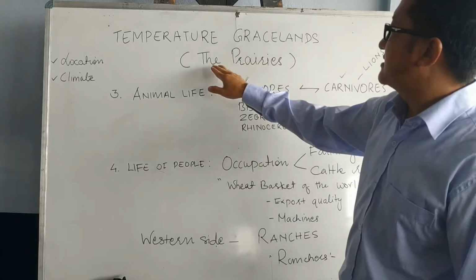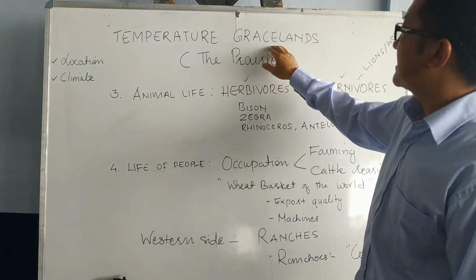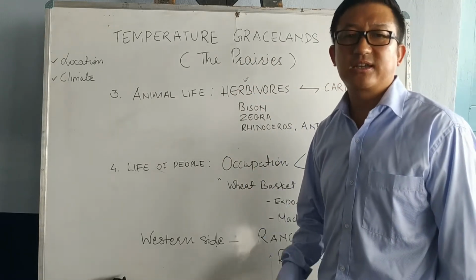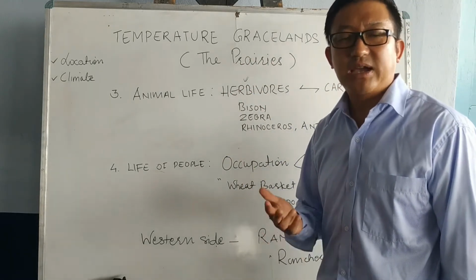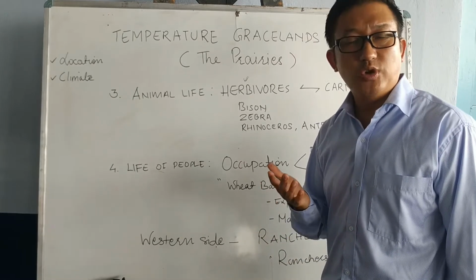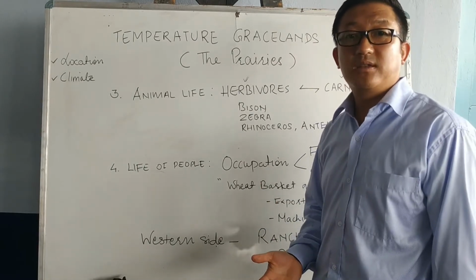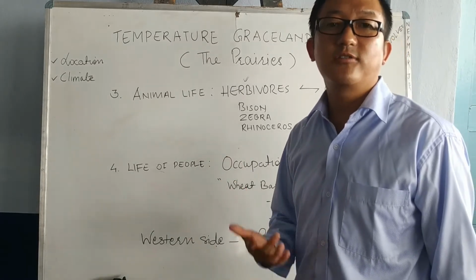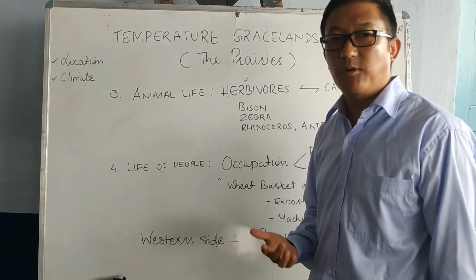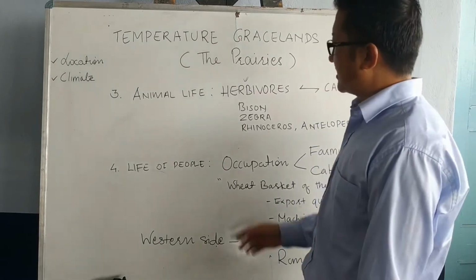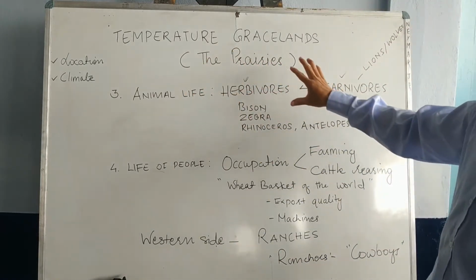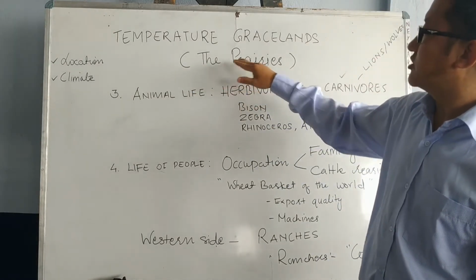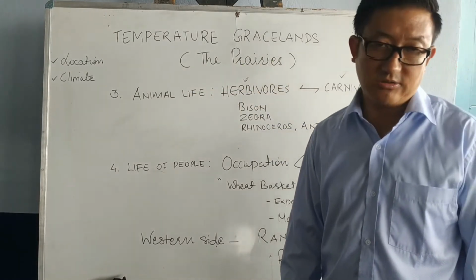This particular region is the prairies, the grassland of North American countries. There are plenty of countries: Canada, Mexico, and the USA. The USA is one of the largest countries among the North American countries. So this is regarding the animal life of this region, the prairies.